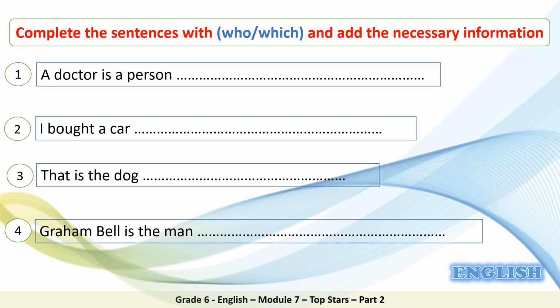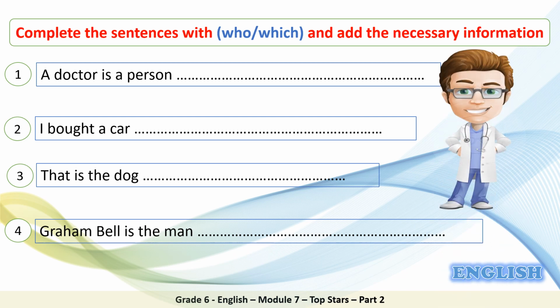Now let's move to this writing activity. Complete the sentences with who or which and add the necessary information. So first, how will we do this activity? First, we have to decide which relative pronoun to use here, who or which, and then add more information about this name or this noun. Let's do number 1 as a model.